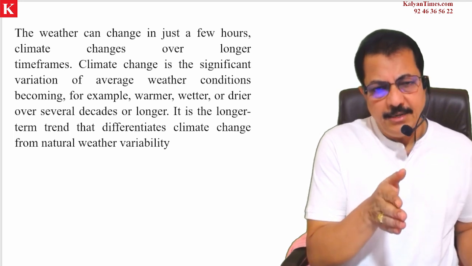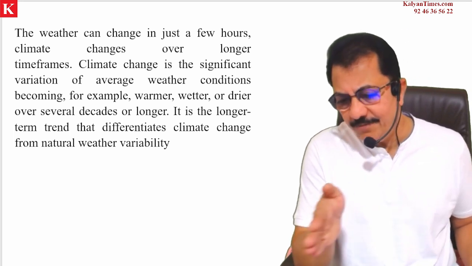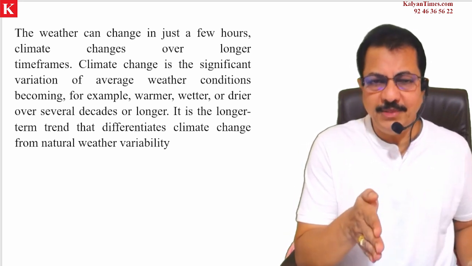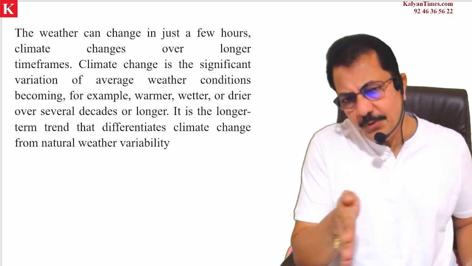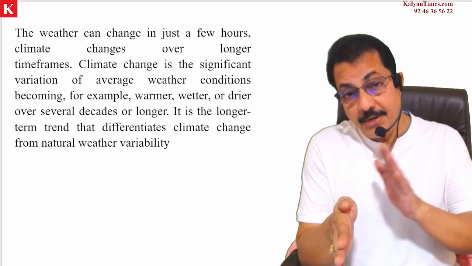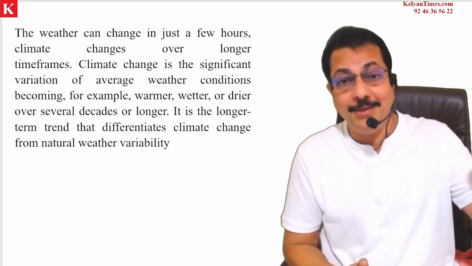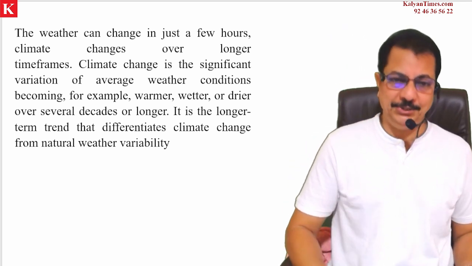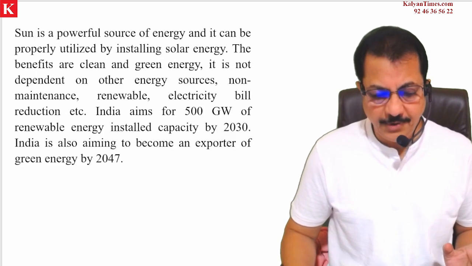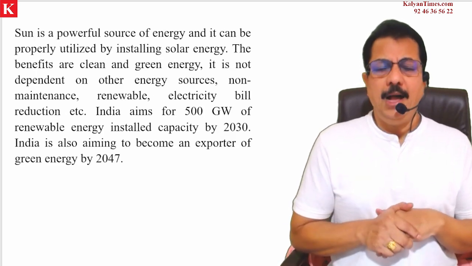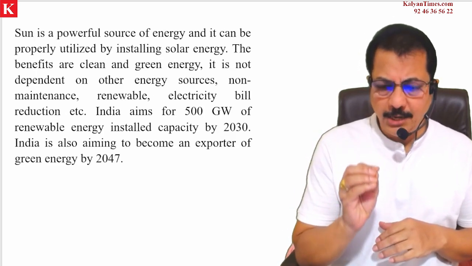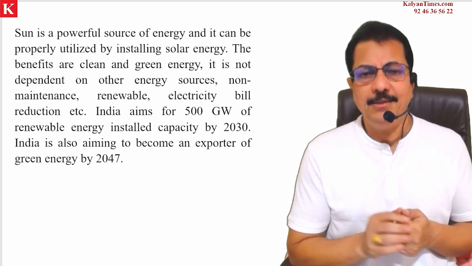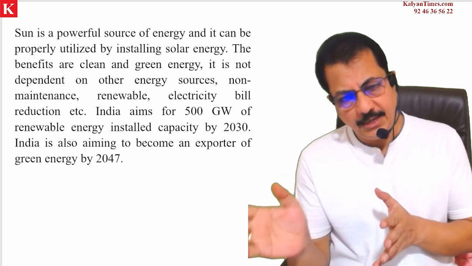So there is a difference between natural weather variability and climate change. Clear? So when it comes to weather, it can change within a few hours. Fine. And if it continues for a long period, for years and decades, then we call it climate change. Clear? So this is the beginning of our answer. Look at this. How exactly is solar power going to play a very significant role in arresting the ills of climate change? Right?